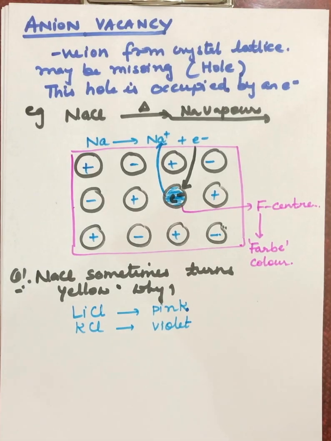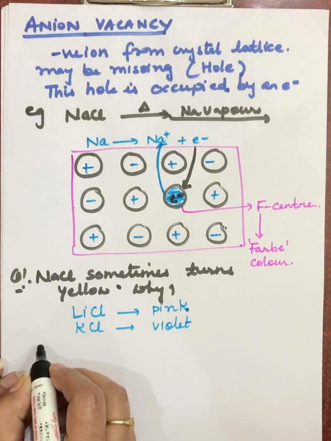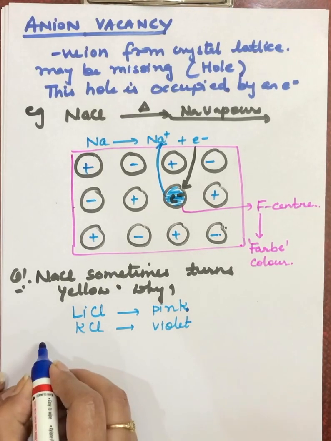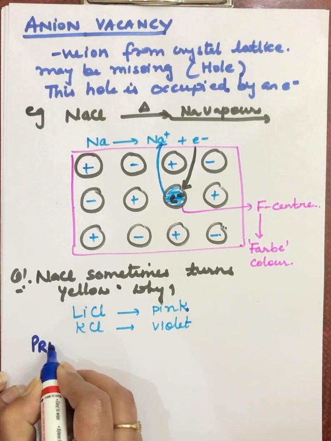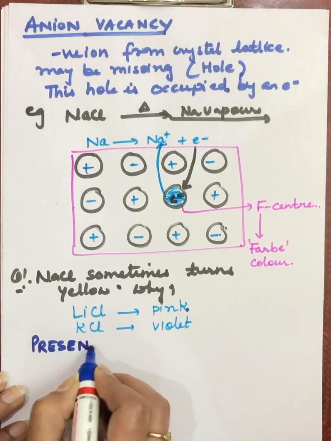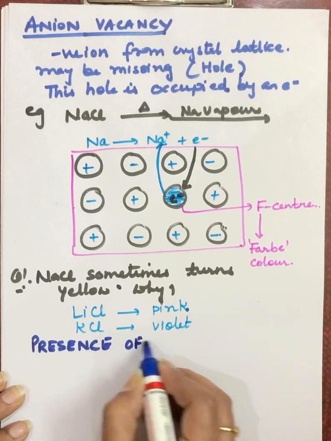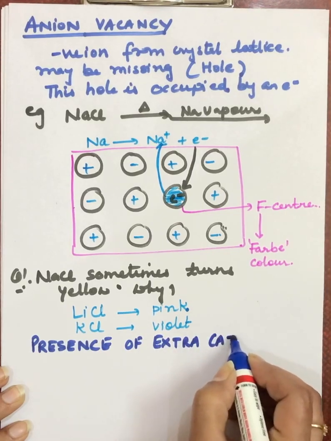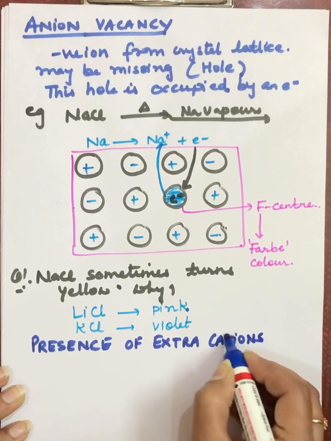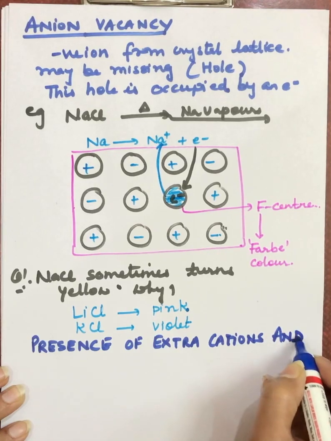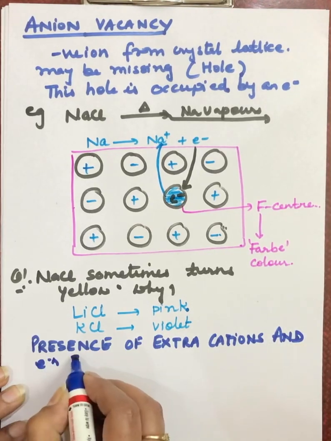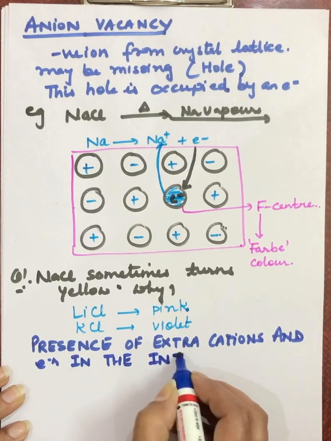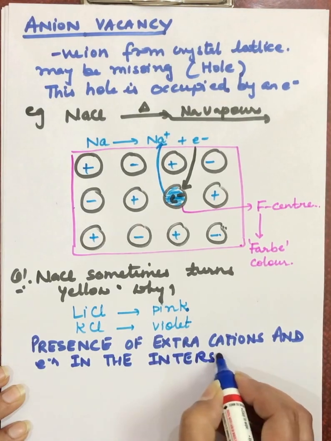Now the second type of metal excess defect is presence of extra cations and electrons in the interstitial sites, that is, voids.